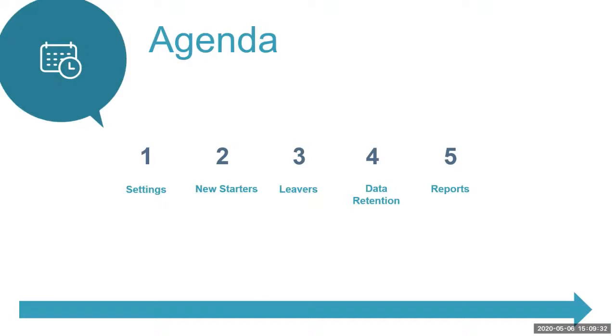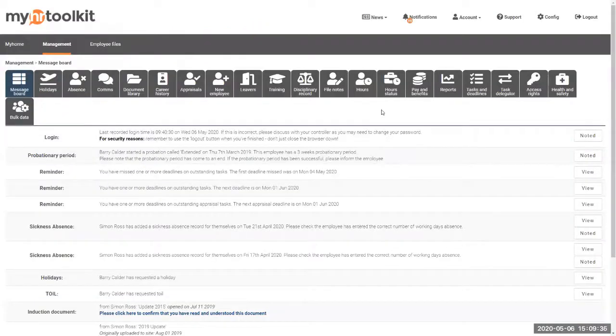So what I'll do, let's go into the toolkit. As you can see, we're in the management section, and we'll go straight into setting up how to manage this information. I should point out, we're not going to cover recruitment or applicant tracking. We're just going to look at adding new employees to the system and marking people as leavers.